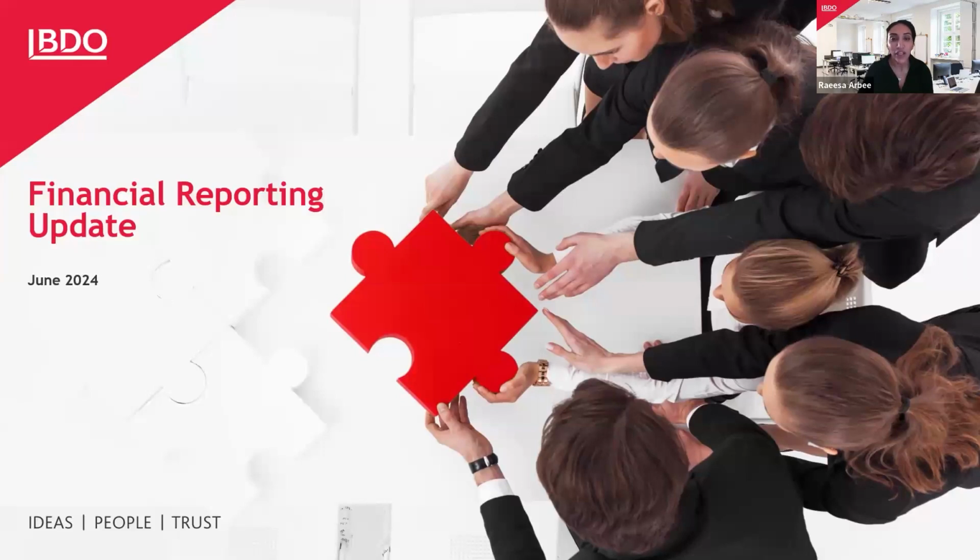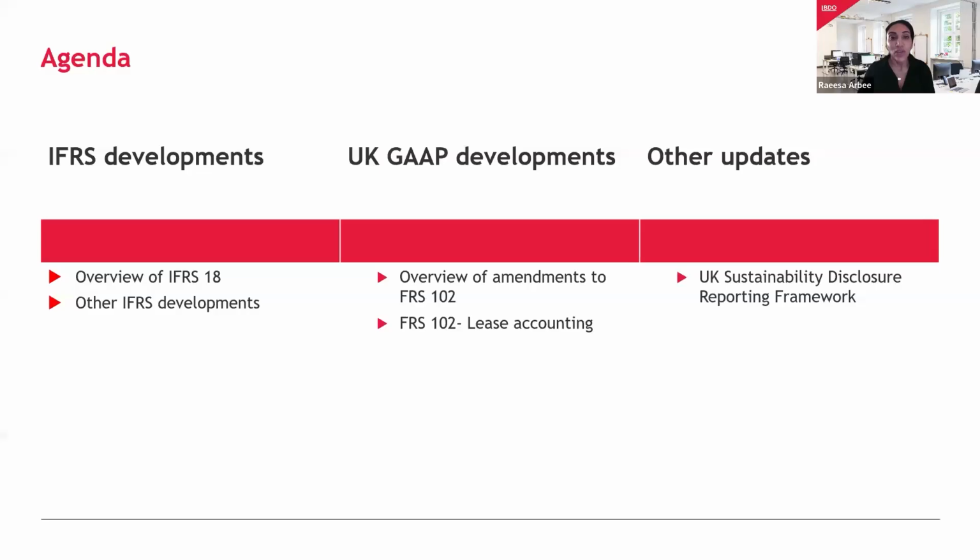Let's have a look at what we're going to be covering today. So we'll start off in the world of IFRS, specifically looking at the new standard IFRS 18, as well as some other developments within IFRS. And then Moses will take you through the developments in UK GAAP, specifically an overview of the amendments to IFRS 102, and a deeper dive into the new lease accounting model. And then lastly, we'll touch briefly on some developments in the sustainability reporting space.